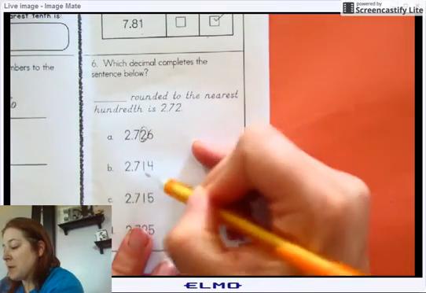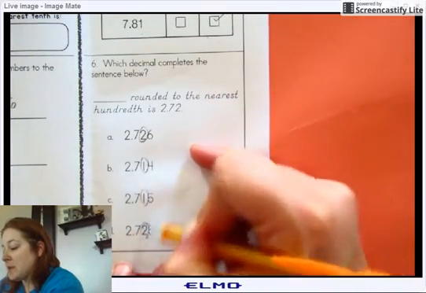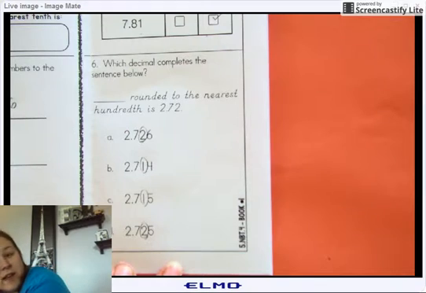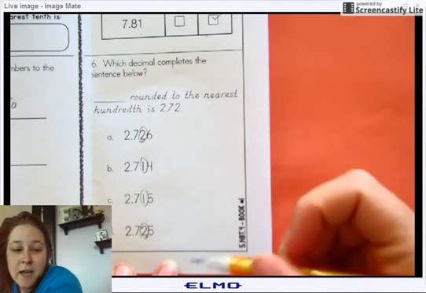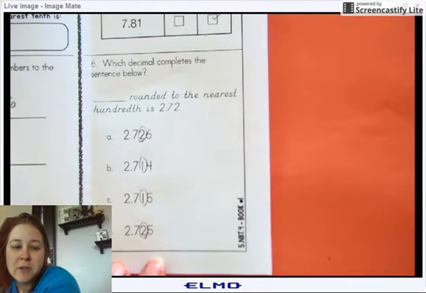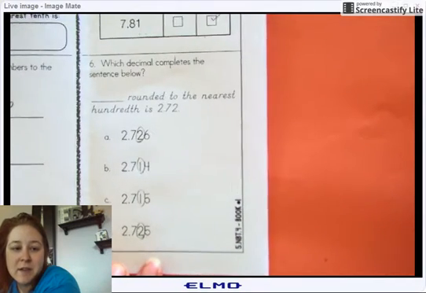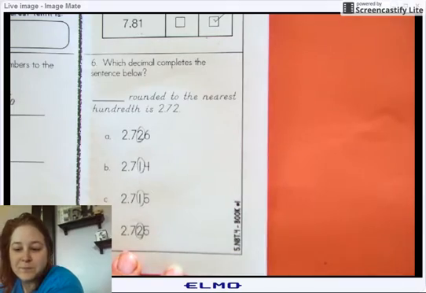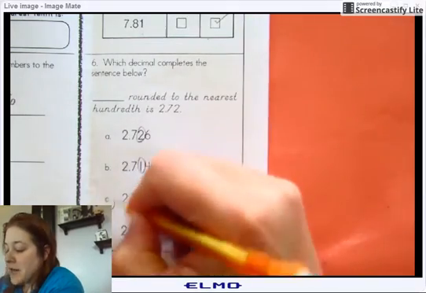So here's your hundredths place. I'm going to circle all my hundredths places, look at my options, and then choose either A, B, C, or D. So take a moment and figure out which one would round to the nearest hundredth. Make sure you put it into your Edpuzzle. And you should have C as your answer.